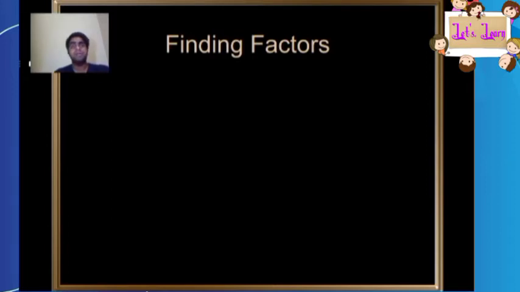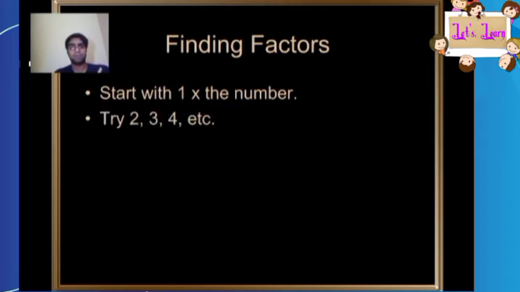Let us know how to find the factors. That means a number is given to us and our task is to find all the factors of this number. Mark the steps. First, start with 1. Why 1? You must ask the question. Because 1 is the factor of every natural number. Remember this. That is why we should start from 1. Then we can try 2, 3, 4, 5, whatever.